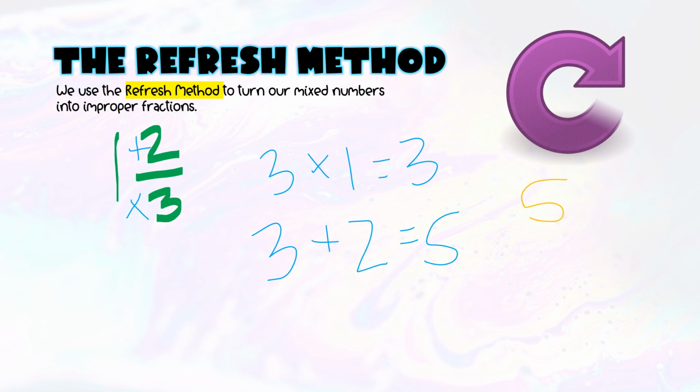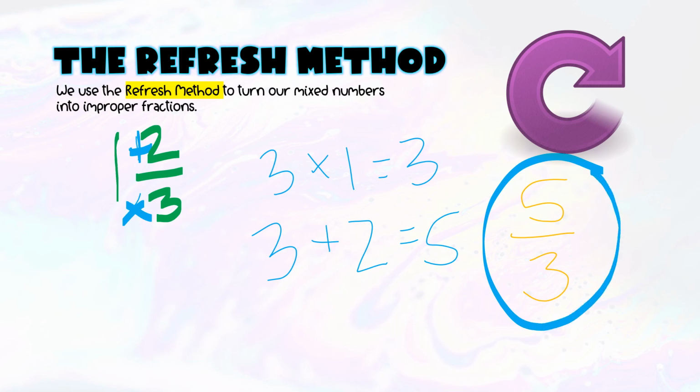I get 5/3 because I took the 3 and I multiplied it by 1, and then I added the 3 that I got from that first operation to 2, and I got 5/3. So our direction looks like a refresh button.